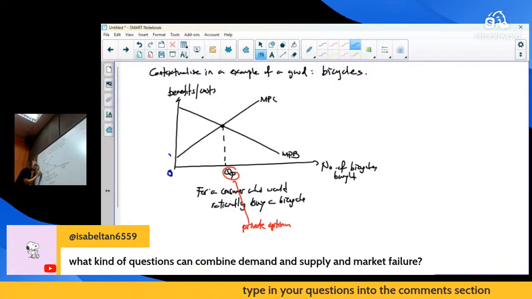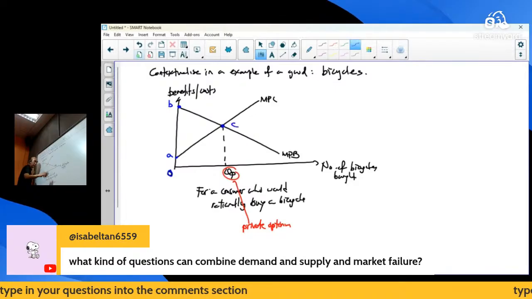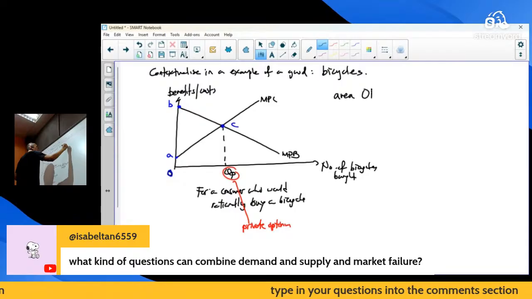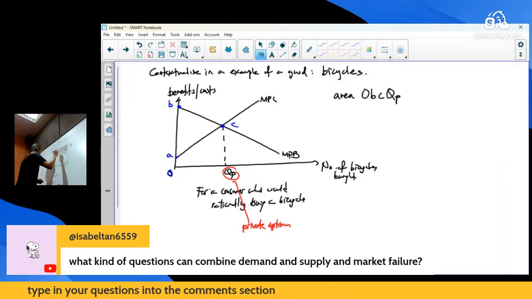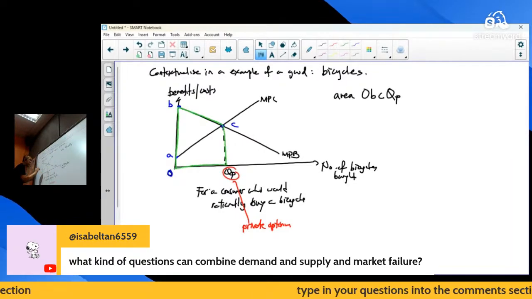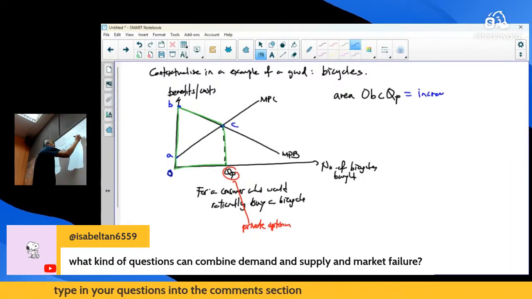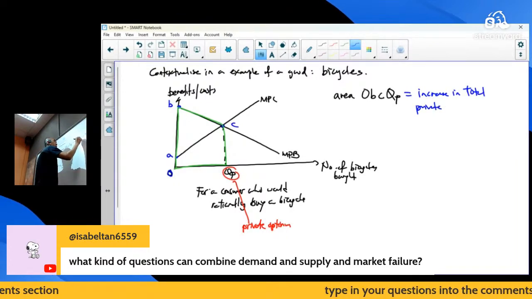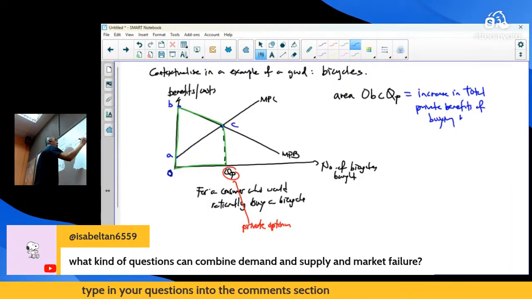From here, what you can do is mark out these 3 points on the graph. Let's call these points A, B, and C. And then you say that area O, B, C, QP. Now where is this area? O, B, C, QP. This is the area under MPB, right? So this will be the increase in total benefits, total private benefits of buying a bicycle, right?